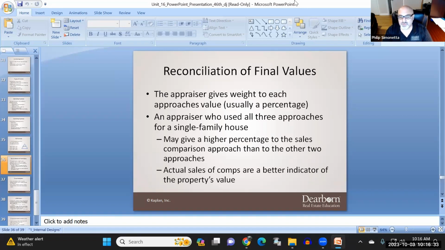An appraiser who uses all three approaches for a single family home may give a higher percentage to the sales comparison approach than the other two because it's more accurate, right? Actual sales comps are always a better indicator of the property's value. Obviously.